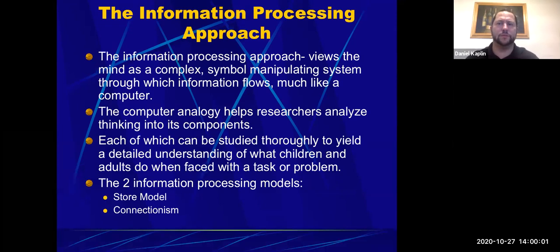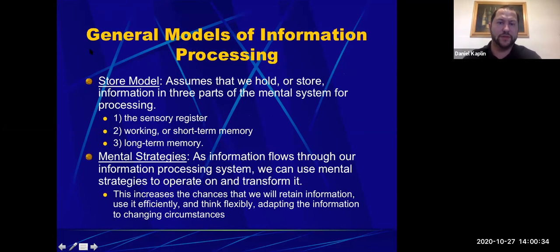All right. So when we talk about the information processing approach, it tends to view the mind as a complex symbol manipulating system through which information flows much like a computer. And to me, I think the computer analogy is a good one because it highlights how we store information and how we make connections between information. So let's start talking about the store model.